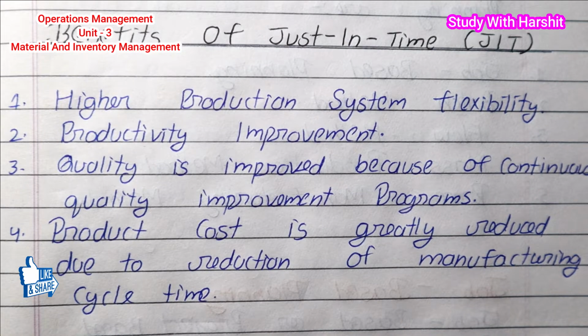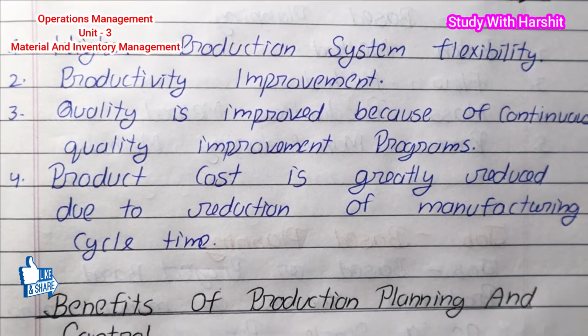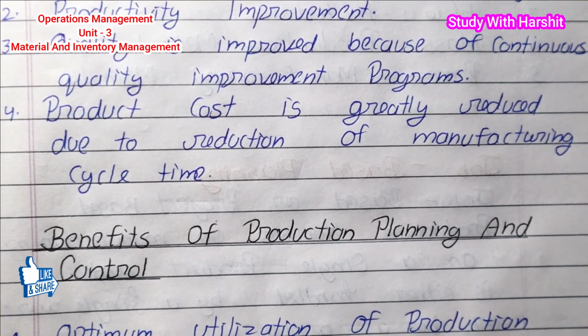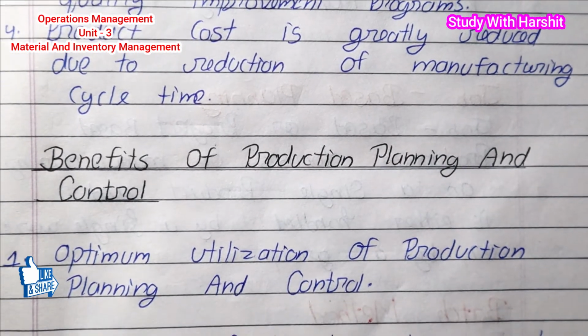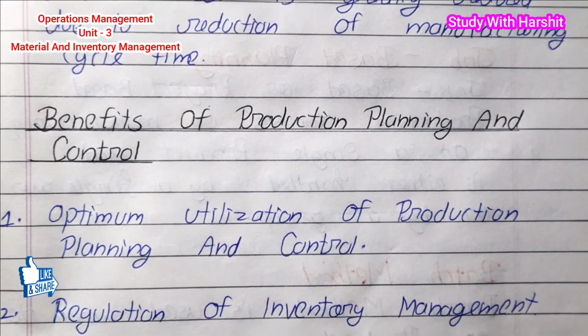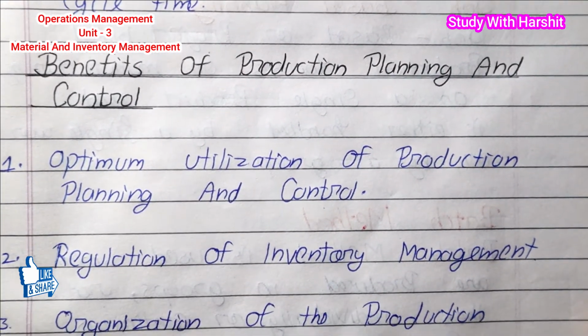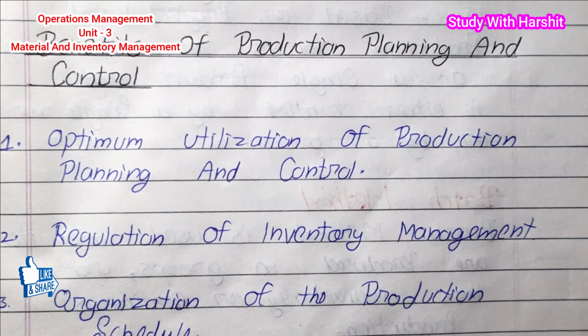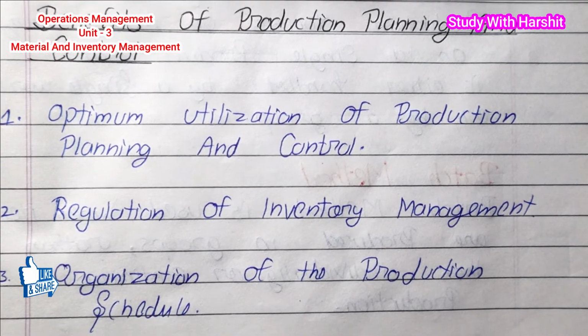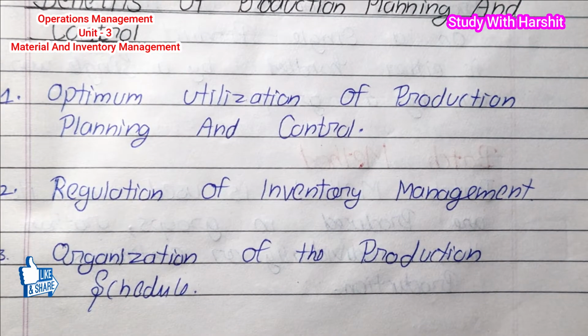Now discuss benefits of production planning and control. Here are the benefits of production planning and control. First one, optimum utilization of production resources. Second, regulation of inventory management. Third, organization of the production schedule.